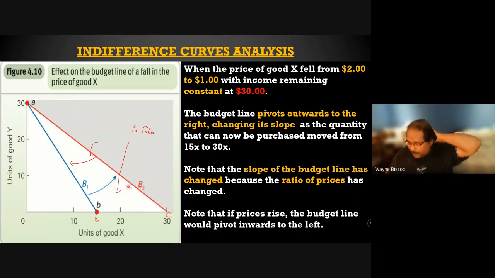But the more important thing that we want to notice is that the budget line pivoted, changing the slope of the budget line. What we're trying to illustrate here is that the slope of the budget line represents the ratio of prices of one good to the other, good X to good Y. All right, so far so good.